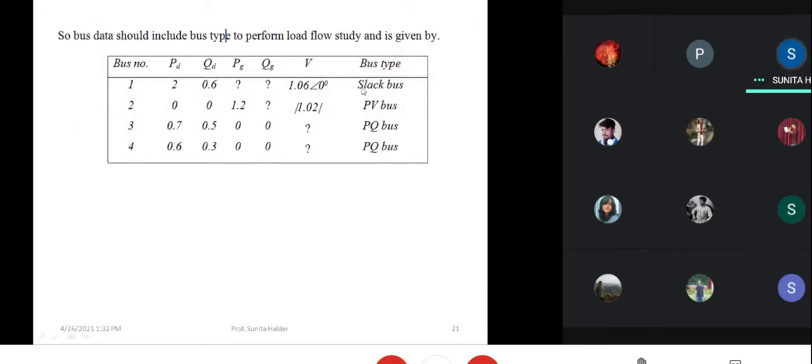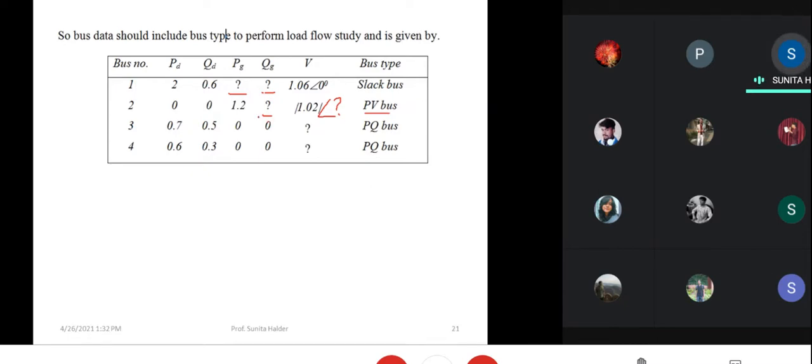Along with that, what is the state of voltage? If it is slack bus, then magnitude and angle both will be known. If it is PV bus, then magnitude is already known. You have to calculate the angle. For slack bus generation, all the generation you have to calculate. For PV bus, you have to calculate Q. But you must know that PV bus does not necessarily mean it is a generator bus. It may be a special type of load bus where compensator is connected.